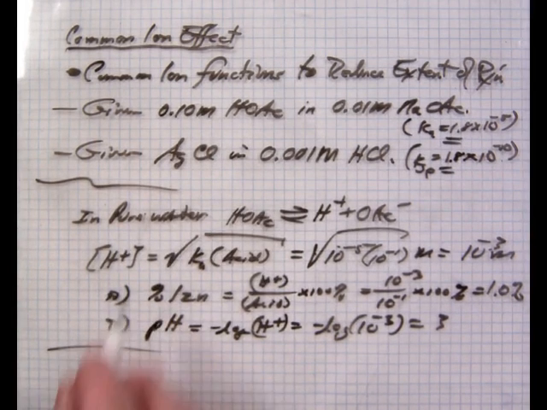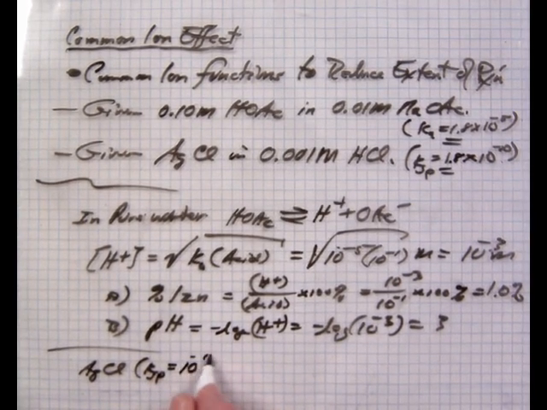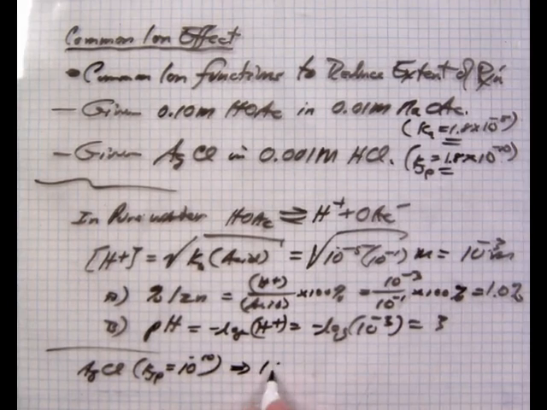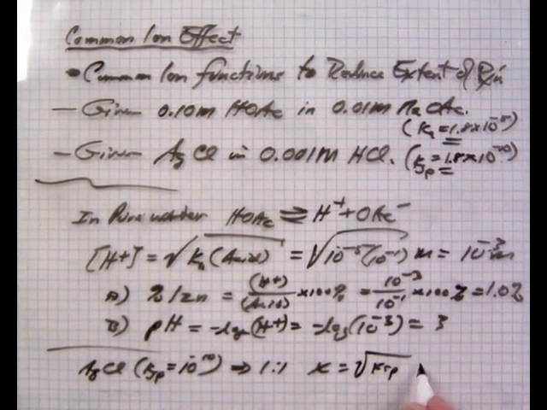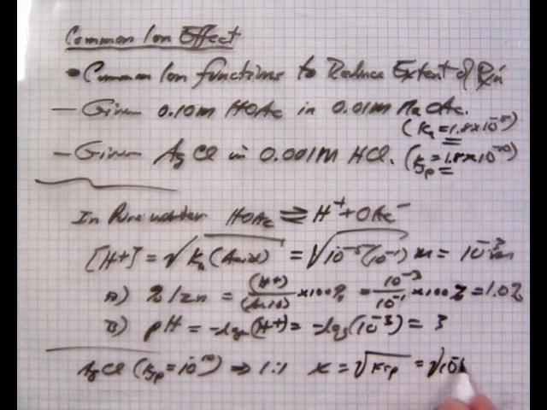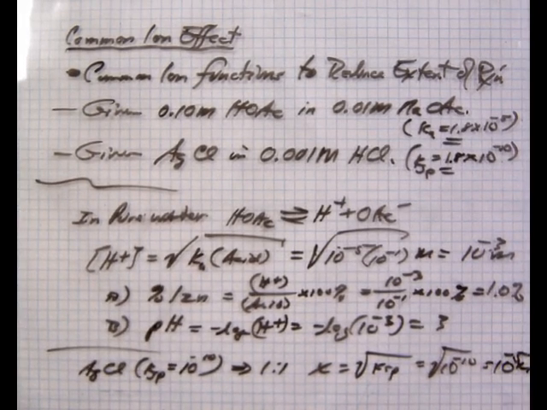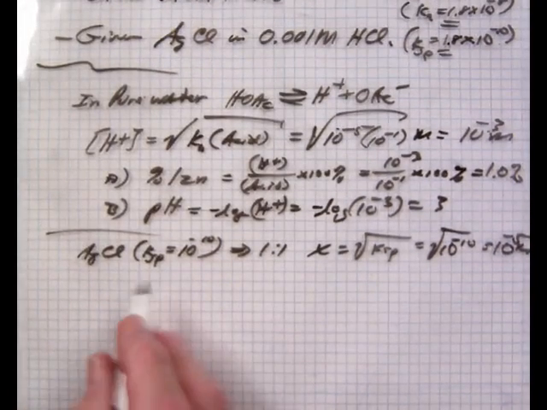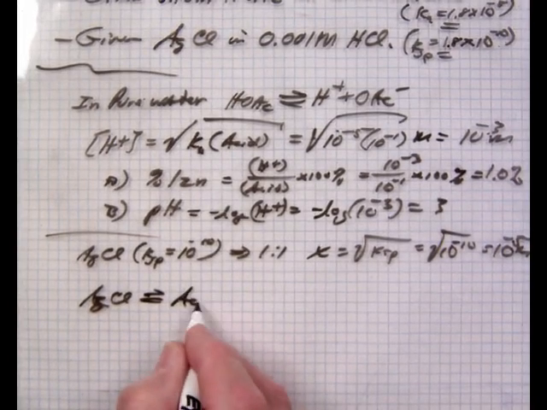The solubility of this is a 1-to-1 ionization, so for AgCl, Ksp equals 10 to the minus 10. Solubility is the square root of Ksp, the square root of 10 to the minus 10, which is 10 to the minus 5 molar. Now, if you throw in a common ion, 0.001, you have to use the equilibrium expression.